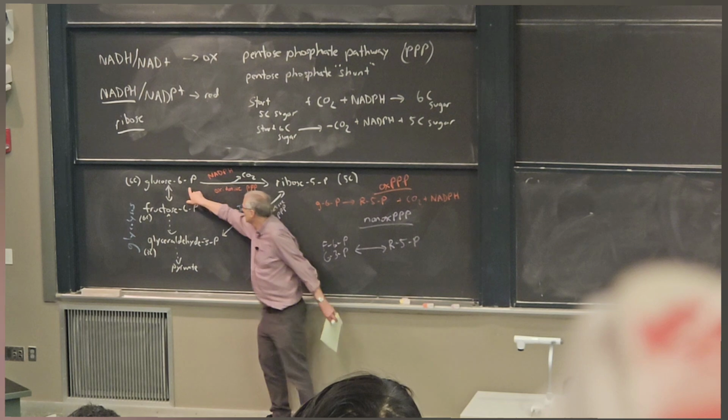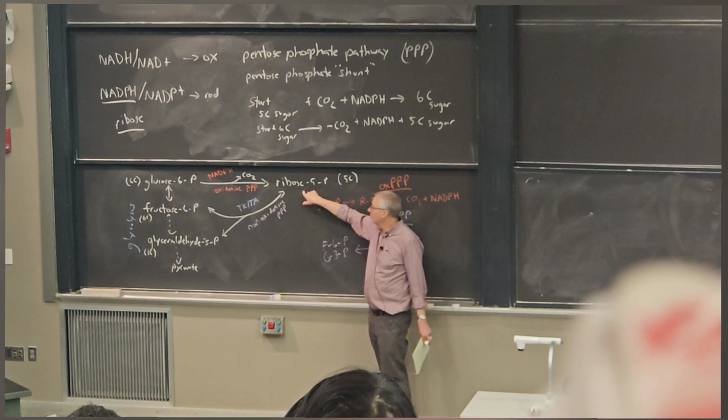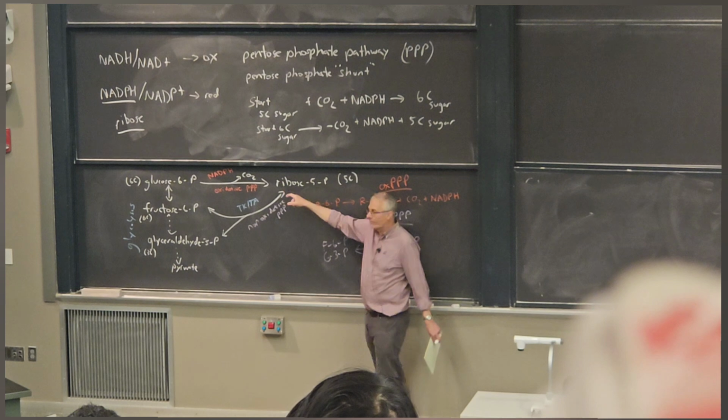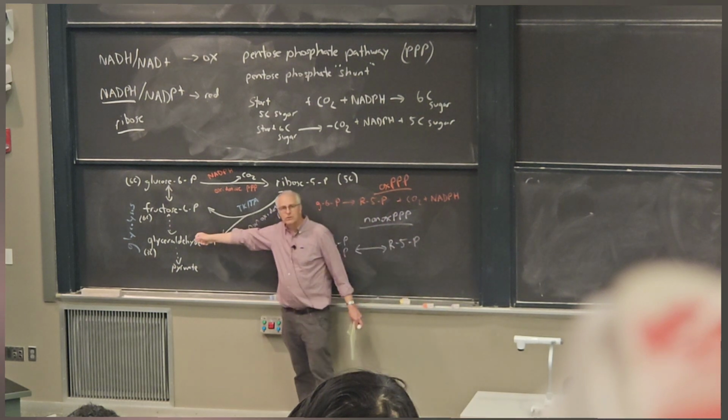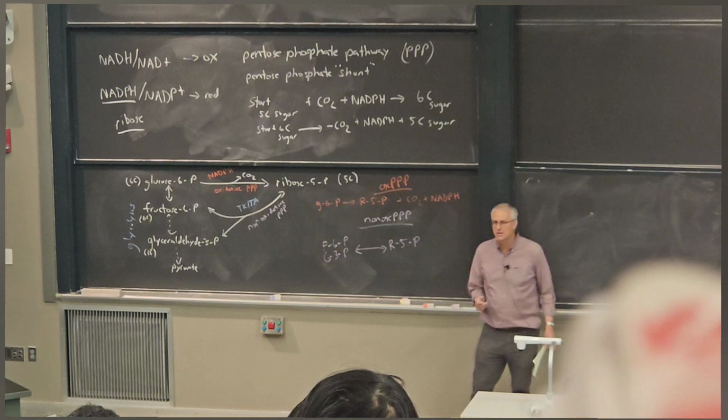What if the cell just needs NADPH, it doesn't need ribose? Well, that's great. I can start with my glucose 6-phosphate, make 5-carbon sugars, get some NADPH from it, take those 5-carbon sugars, and put them back in glycolysis. Now I can run them through glycolysis and get some ATP.